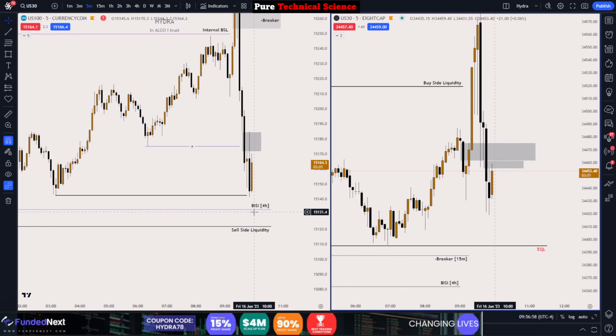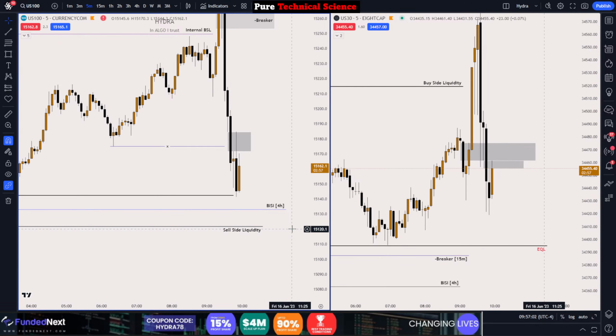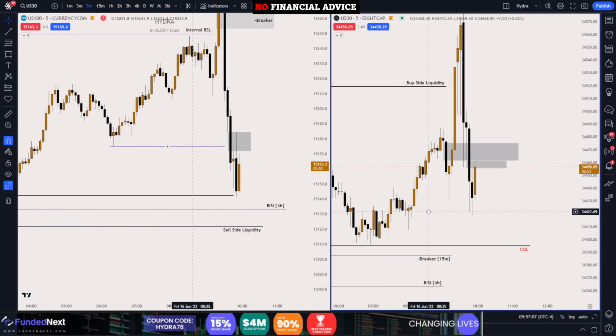Right, I want to see NASDAQ tapping inside this buy side liquidity. Until then, I'm not doing anything. This is what I'm expecting to see.